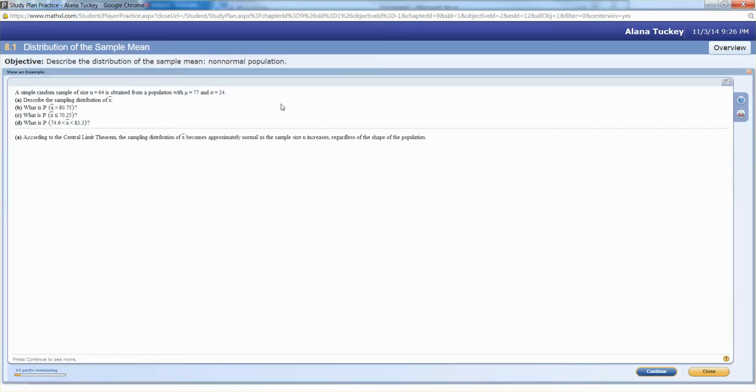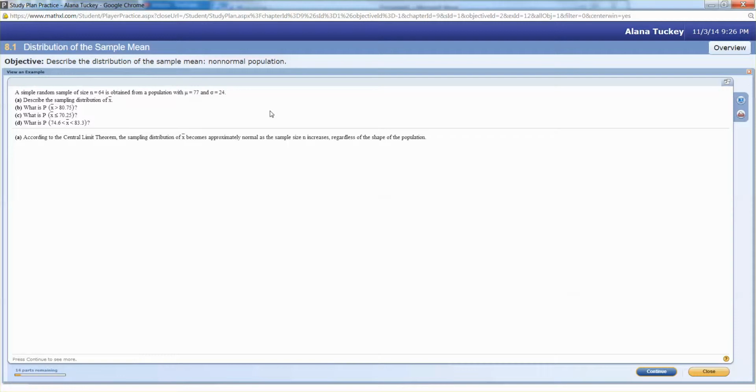Okay, so we have a simple random sample of size n equals 64 obtained from a population with mu equal to 77 and sigma equal to 24. Letter A is they want us to describe the distribution of x bar. Then they want us to find the probability that x bar is greater than 80.75, the probability that x bar is less than or equal to 70.25, and the probability that x bar is between 74.6 and 83.3.